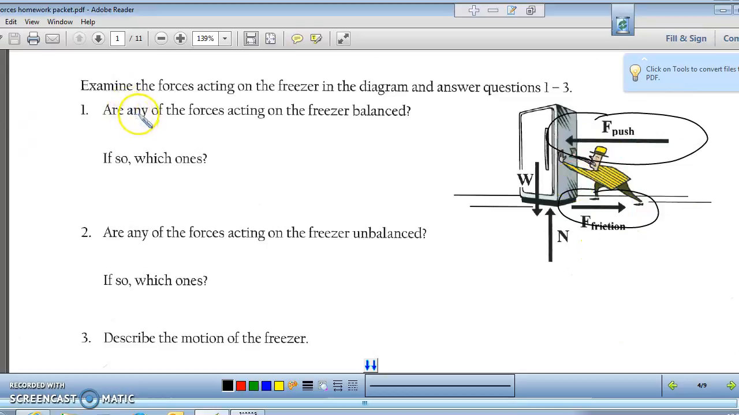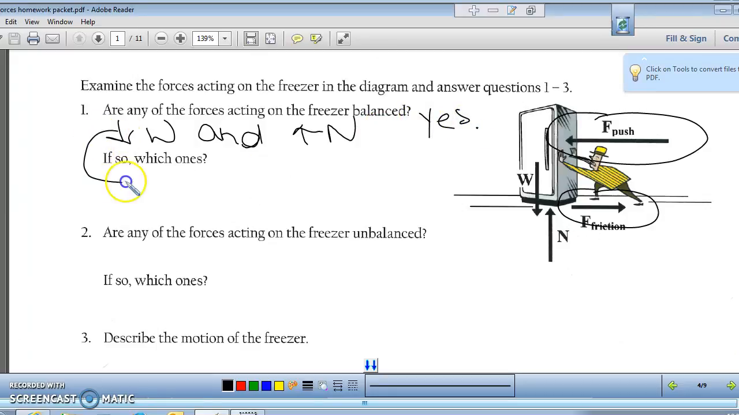So going back to our question, which ones are balanced? We're going to say the W and the N. And I guess this would technically be a yes, and this could be moved down here. Sorry about that. On number 2, are any of the forces acting on the freezer unbalanced? If so, which ones? So yes, we just talked about these 2. So yes, and the 2 are the push, and the other one's called friction, which is just, in this case, the pull.